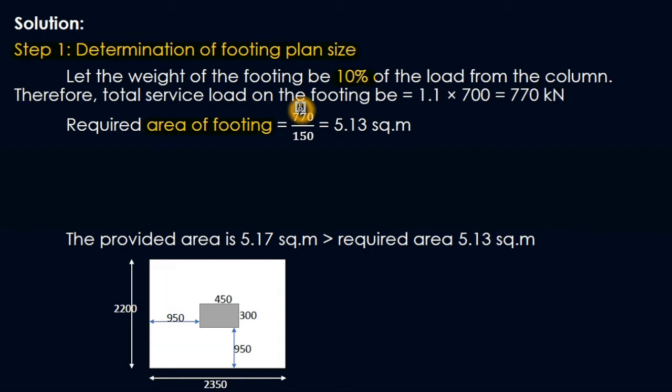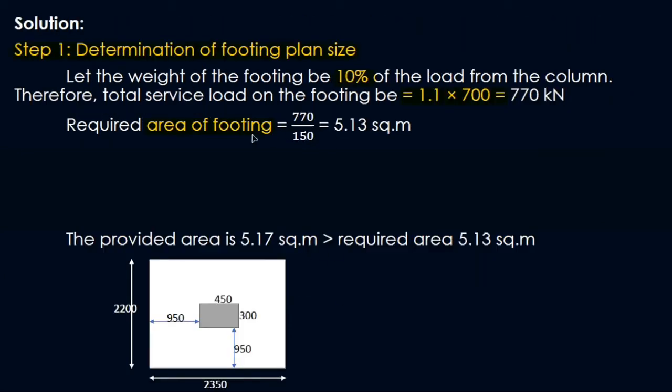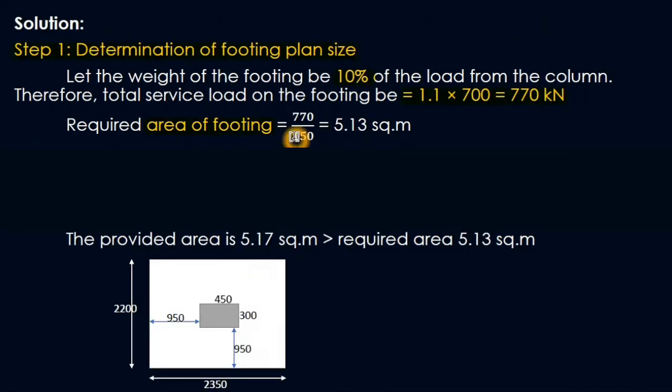Therefore the total service load on the footing is 1.1 into 700, which is 770 kN. You can also see the question mentions the same. So 10% is nothing but 1.1 into 700, so we got 770 kilonewton. The required area is 770 divided by 150, where 150 is the safe bearing capacity of the soil and 770 is the total service load on the footing. Doing the division, we get 5.13 square meters.